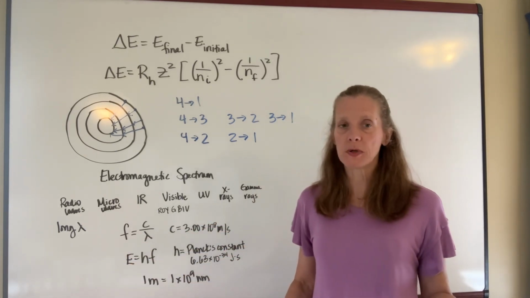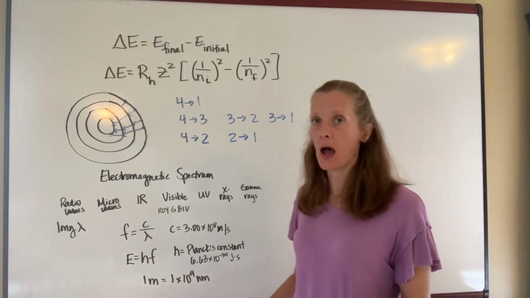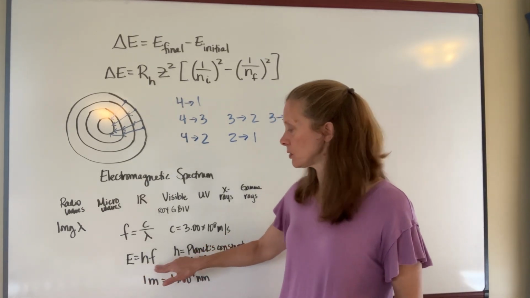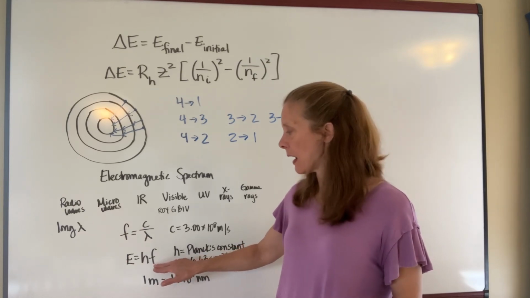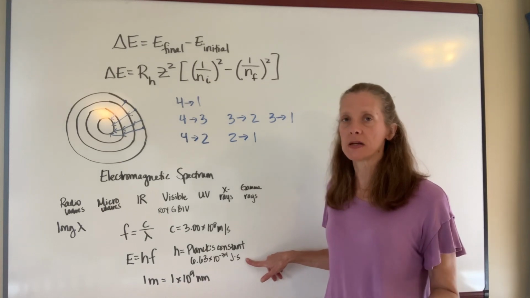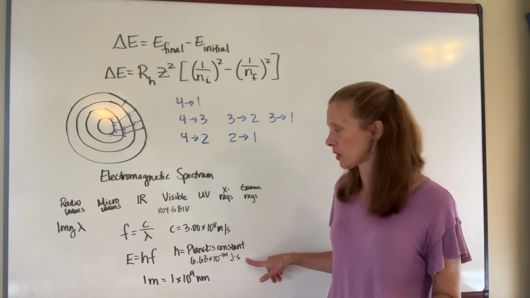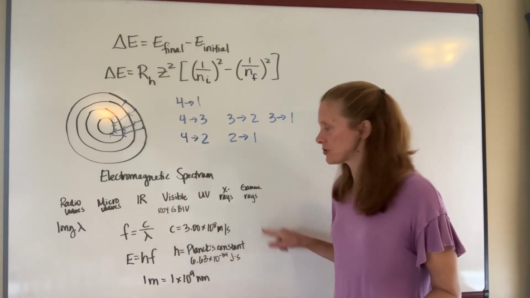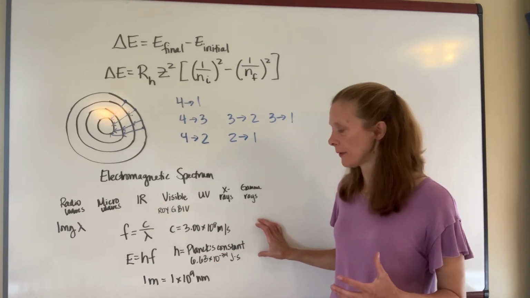You also need to be able to calculate the energy of a light wave. The energy is directly related to the frequency by Planck's constant, which is 6.63 times 10 to the minus 34th joule seconds. Okay, so again, another equation, another constant. You'll need to have all of these on your card so that you can utilize them as well.